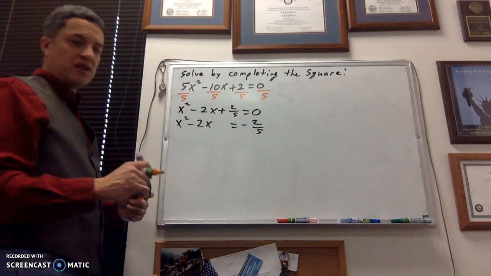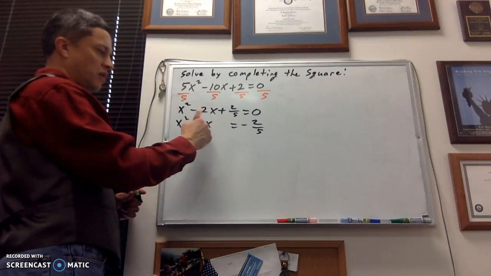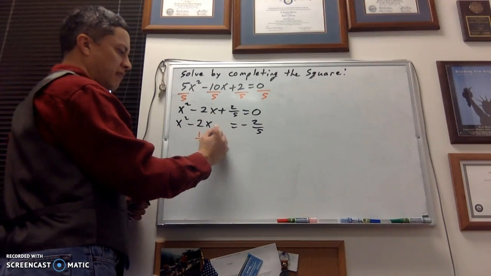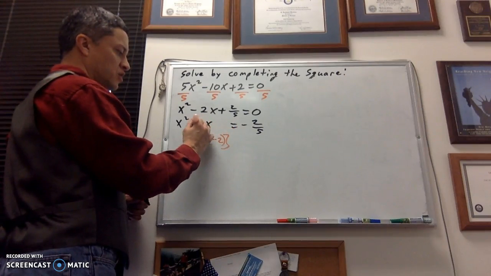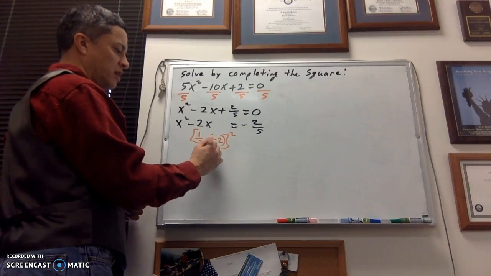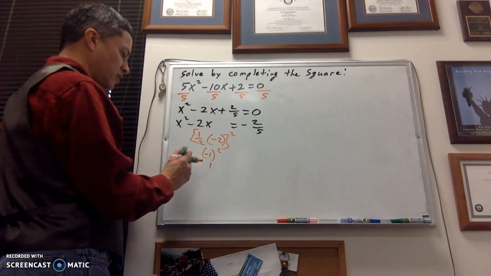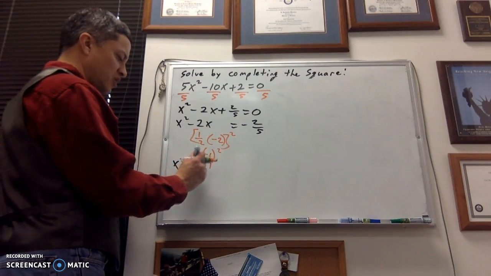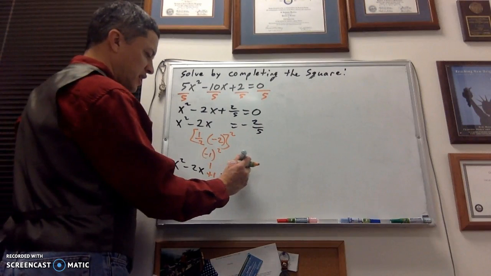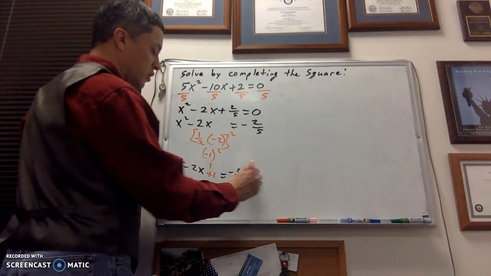Here comes the completing the square step. I'm going to take half of the coefficient next to the x term there. That's not getting squared. So half of the negative 2, squared. Half of negative 2 is negative 1. I square negative 1, I get 1. So I'm going to add that 1 to both sides of the equation. So x squared minus 2x plus the 1 equals negative 2/5 plus the 1.